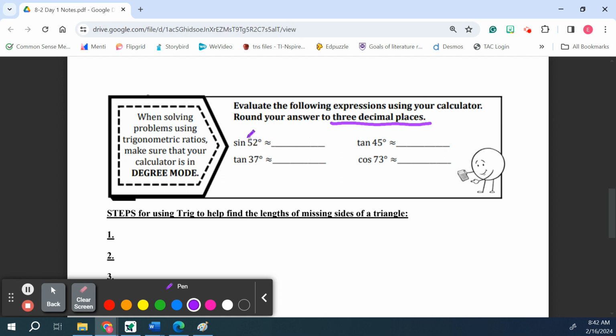So take out your calculators, and I want you to hit the sine button and then type in 52 and close the parentheses. Someone tell me, what does that equal? Very good. All right, now I want you guys to do the rest. Go ahead. It's 0.754.